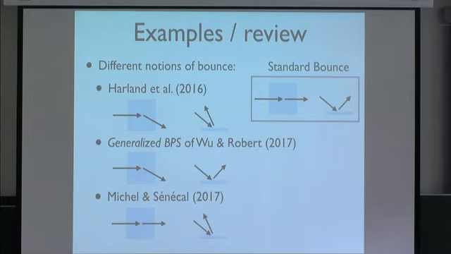So if the standard bounce, if I'm looking at it from above, and you have this particle that's bouncing, from above, it looks like it's following a straight line, okay? And if I'm looking from under the table, it looks like this, right? The angle here is the same as the angle here, okay? So there are some other notions of bounce that have been proposed.